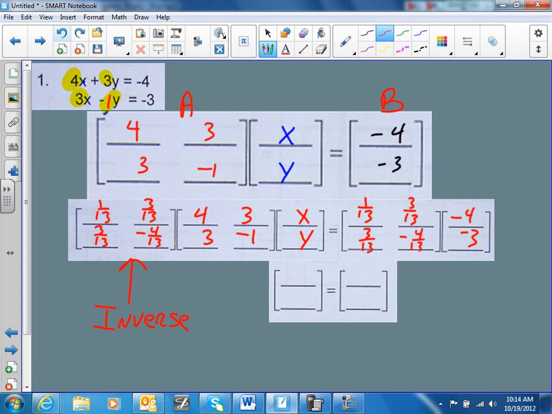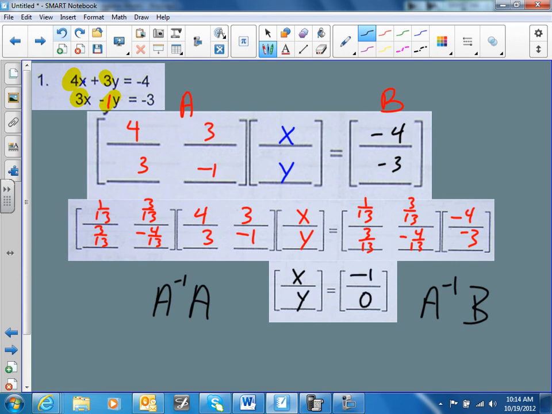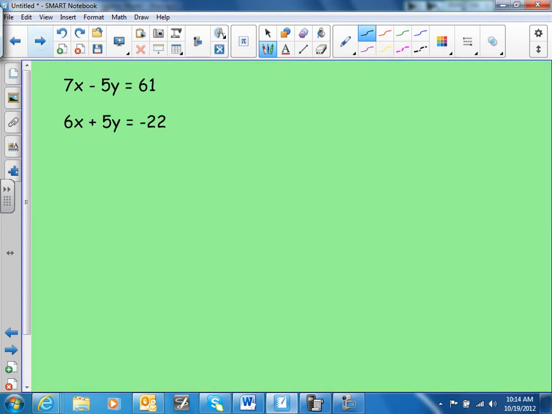What you're simply doing is taking A and multiplying by the inverse. Over here, you're taking B and multiplying by the inverse. And what that ends up giving you is x, y, and the answer would be negative 1, 0. So that's a coordinate point. Negative 1, 0 would be your answer. Okay, let's go to the next one.